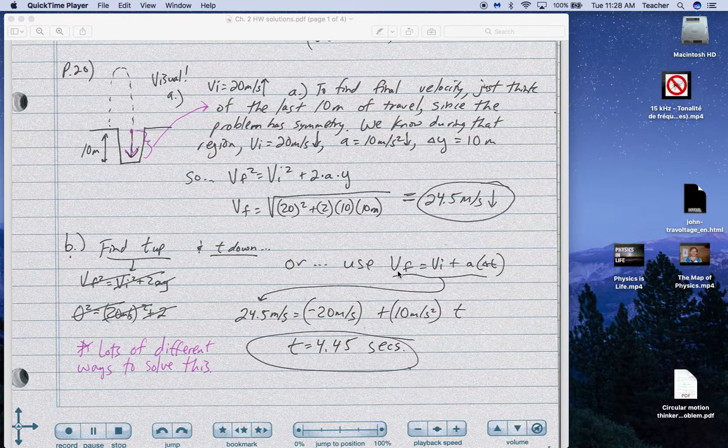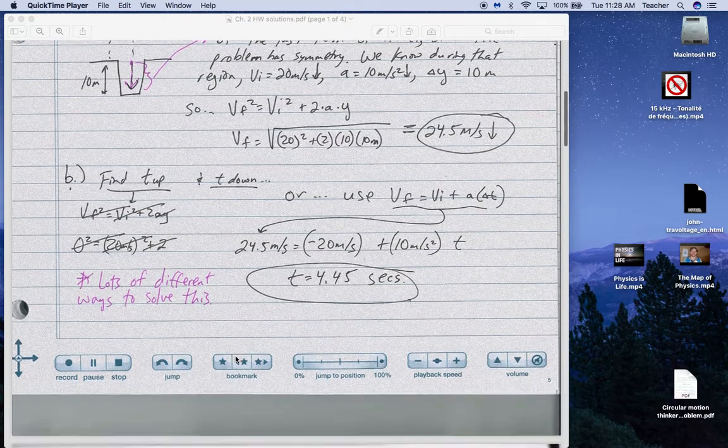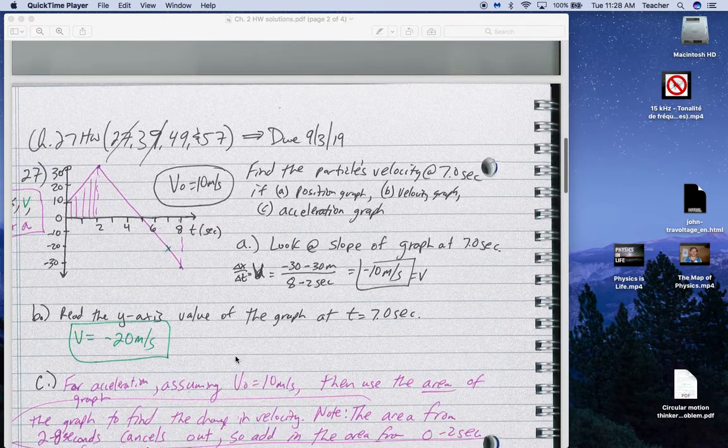Or I could simply say that my final velocity is equal to initial velocity plus acceleration times time. And because one of these quantities is up and one is down, I have to think about positives and negatives because that actually matters. So I chose down as being positive. So that was my final velocity. My initial velocity was up, so I made that negative. Acceleration is down, so I made that positive. And that gave me a time of 4.45 seconds. As I indicated in purple, there's lots of ways to do that.